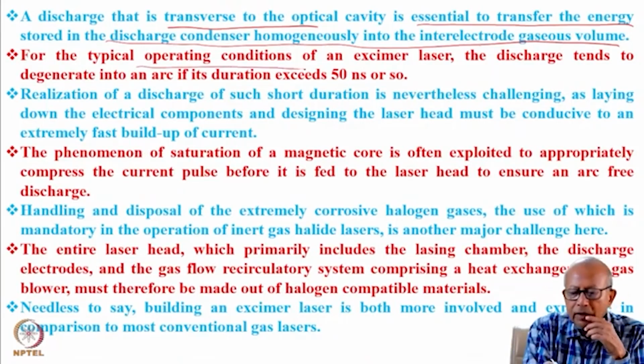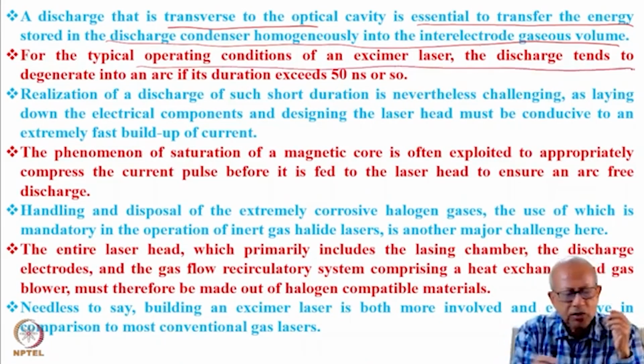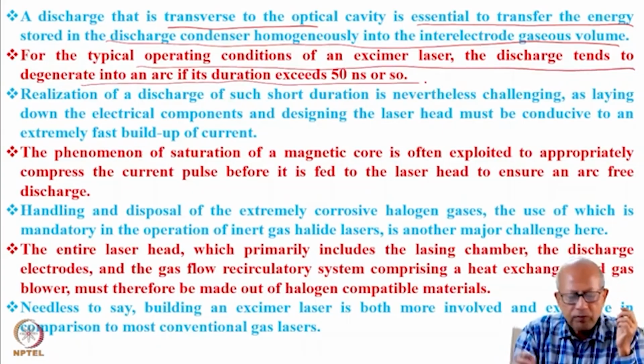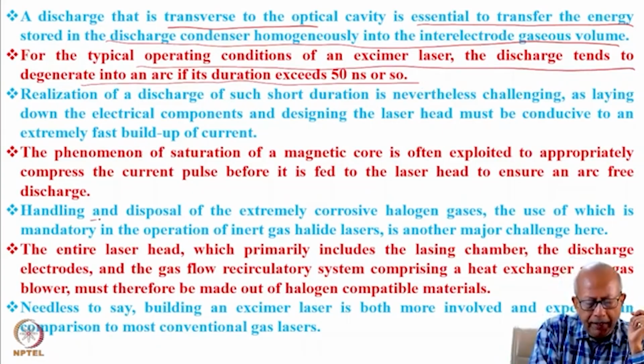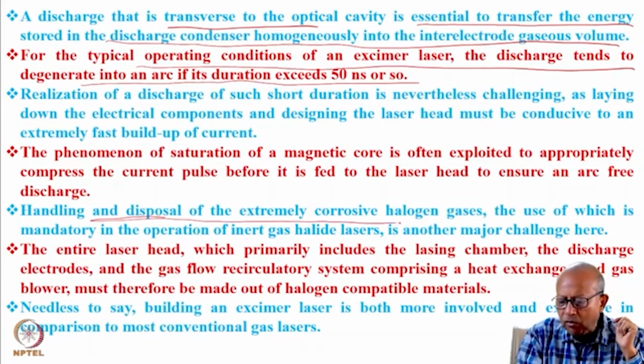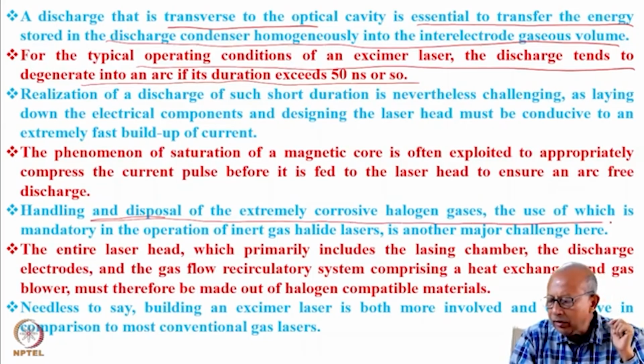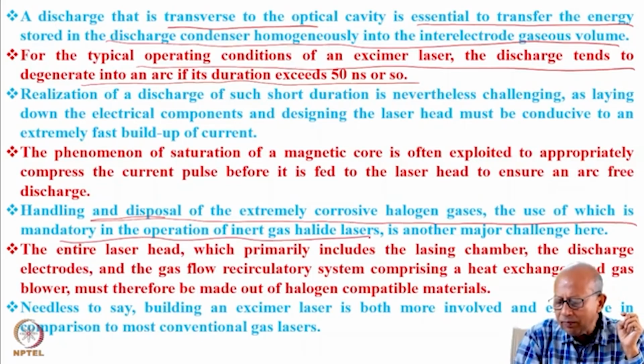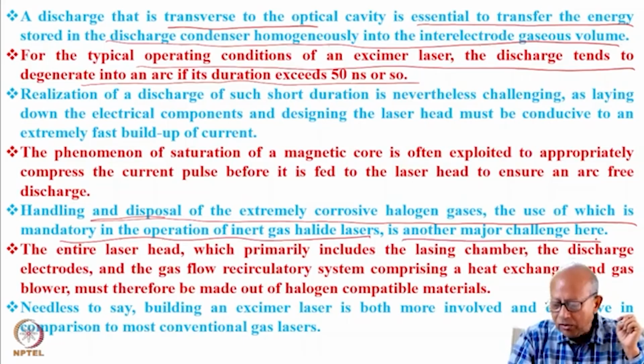For the typical operating condition of an excimer laser, the discharge tends to degenerate into an arc if its duration exceeds 50 nanoseconds or so. And there are other challenges. Handling and disposal of the extremely corrosive halogen gases, the use of which is mandatory in the operation of inert gas halide lasers, is another major challenge here.